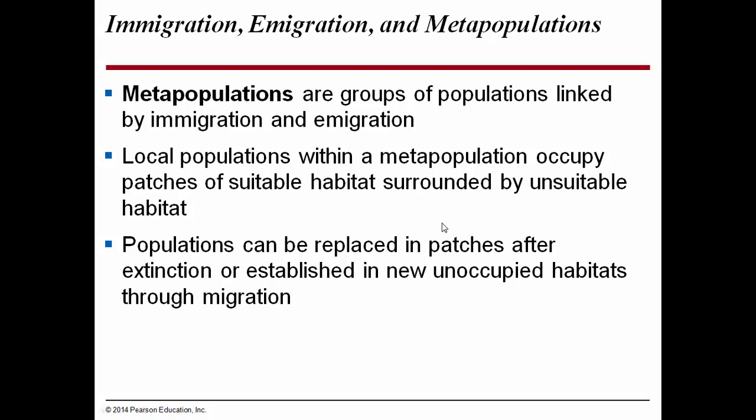Metapopulations are groups of populations linked by immigration and emigration. This is just a new way of measuring populations. Local populations within a metapopulation occupy patches of suitable habitat surrounded by unsuitable habitat. Populations can be replaced in patches after extinction, and local extinction is called extirpation. So populations can be replaced after extirpation and established in new unoccupied habitats through migration.